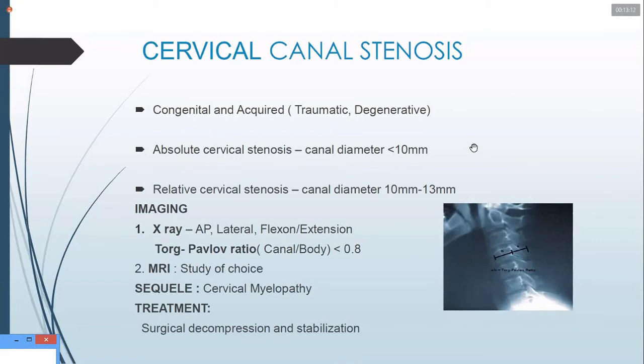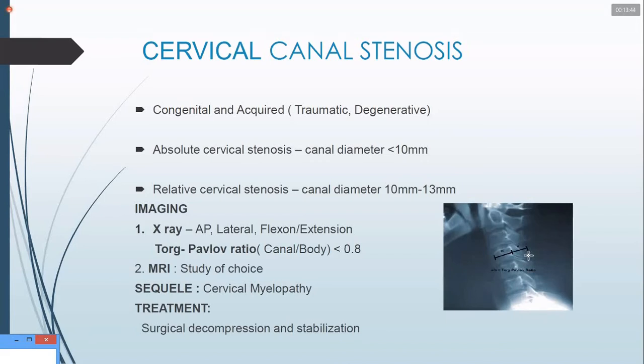Relative means in dynamic X-ray we can see compression of the cervical spinal cord in this relative cervical canal stenosis also. Imaging is the same: AP, lateral, flexion and extension views. In this canal stenosis, there is a ratio we need to know, the Pavlov ratio. It's the ratio of the canal. You can see in this picture.